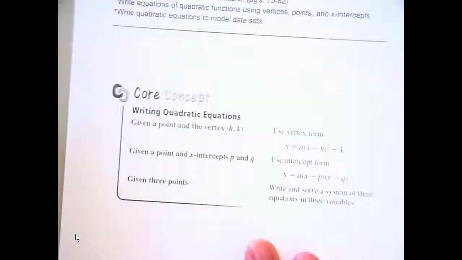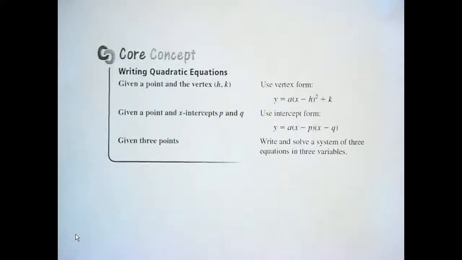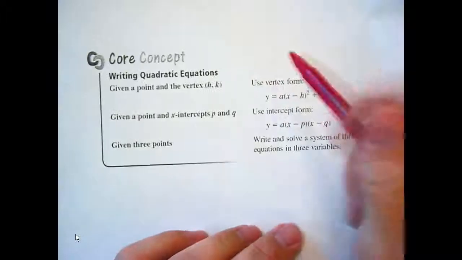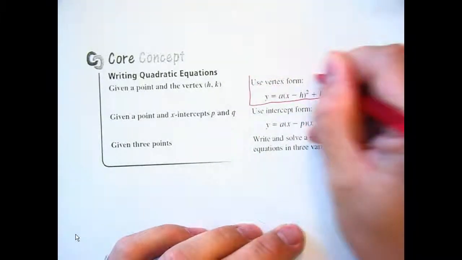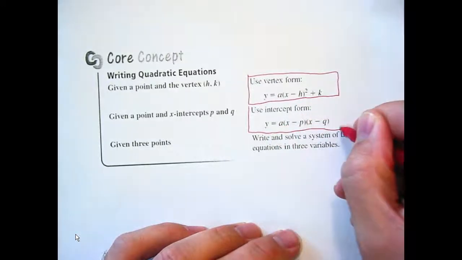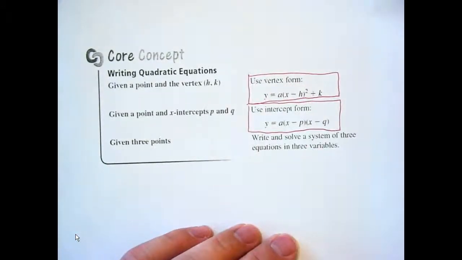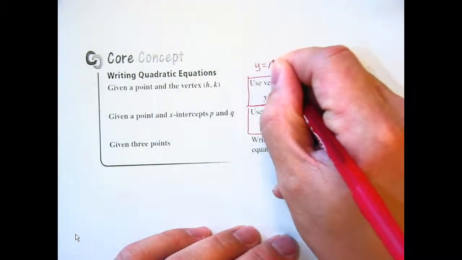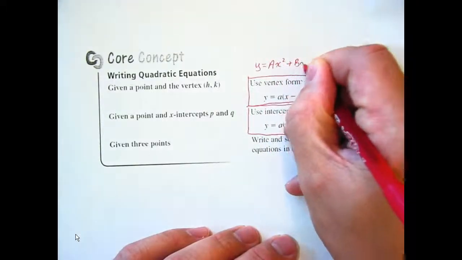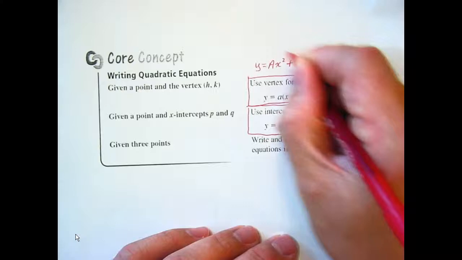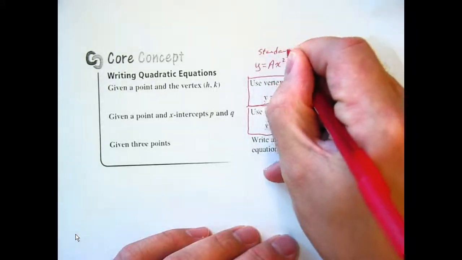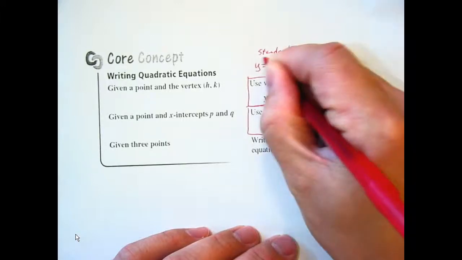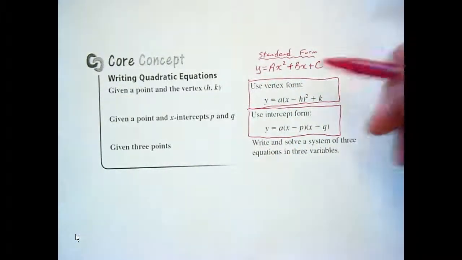Okay. Well, here's what we're going to do today. We're going to explore using these different forms. Just so that we're clear, you have seen this form before. We've used it. You have seen this form before. We haven't used intercept form that much, but we've seen it. And there's one other form that's not on here. That is standard: y equals ax squared plus bx plus c. Now, standard form we have also used.